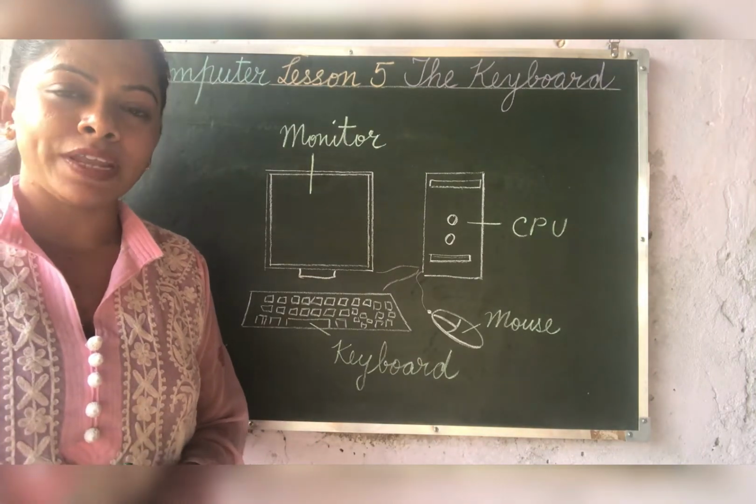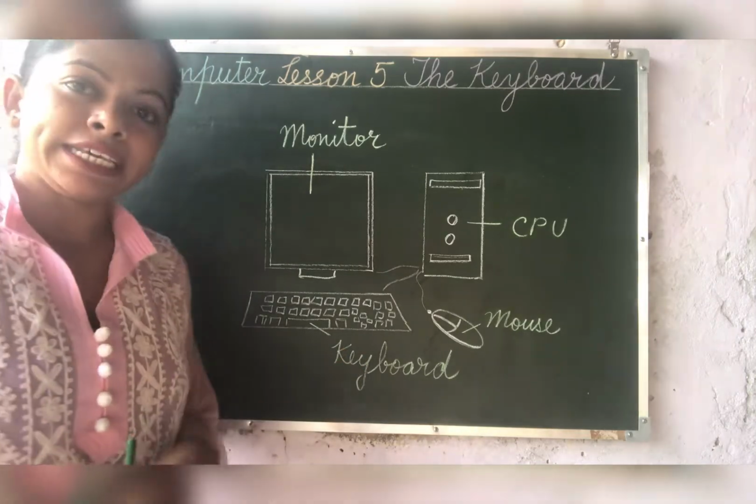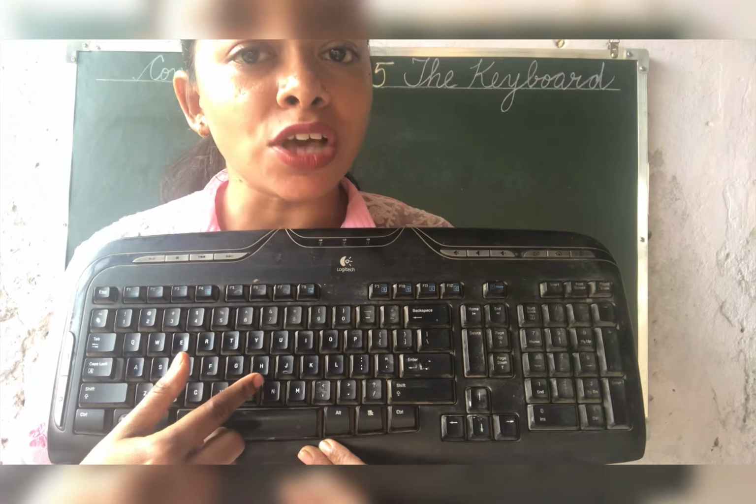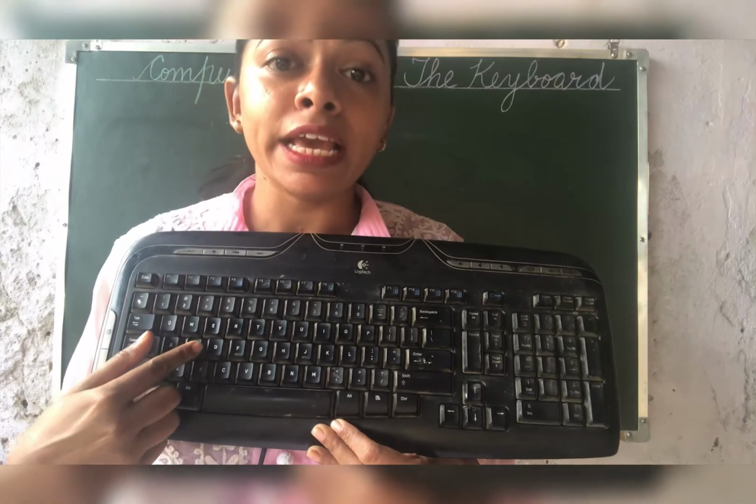So now children, let us study about keyboard. See, this is keyboard. Can you see? Yes, this is keyboard. It is an important part of computer. And children, you can see there are so many buttons on the keyboard. The small buttons on the keyboard are called keys. The small buttons that are present on the keyboard, they are called keys.